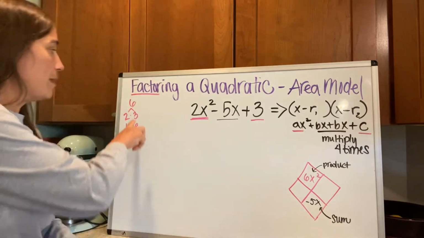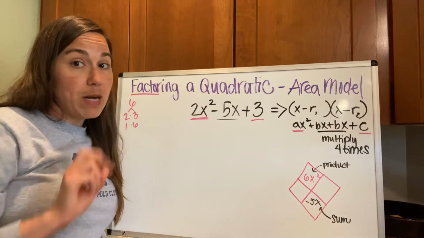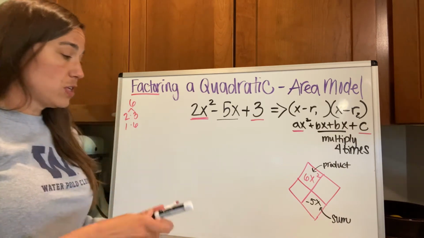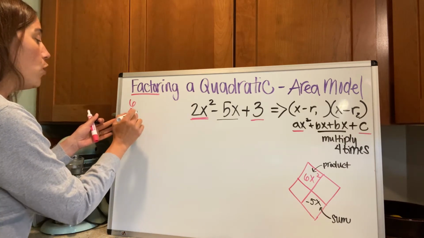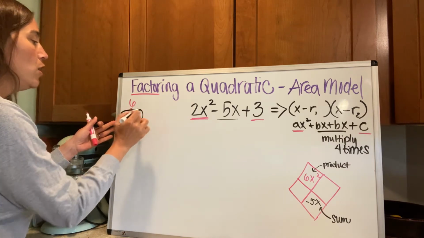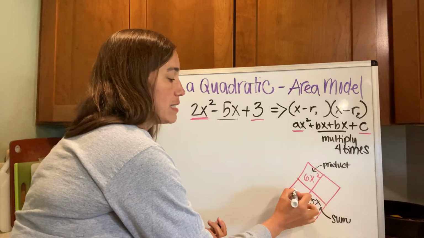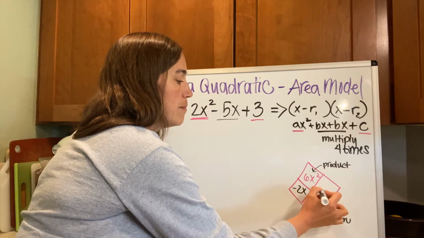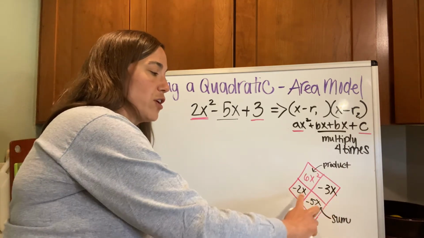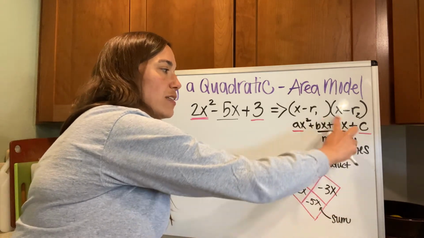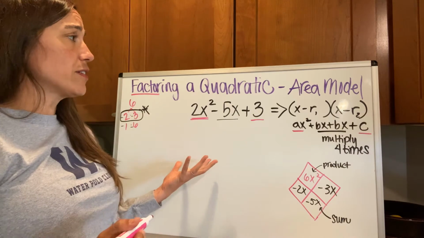So I'm going to look at my list of factors of 6. The only way I can get a product that's positive is to have two positive numbers multiplied together or two negatives. And because my sum is negative, I know all of these factors have to be negative. So the only one that would fit this criteria would be this set of factors, negative 2 and negative 3. So I'm going to place them right inside here: negative 2x and negative 3x. In a diamond problem, it doesn't matter which number you put in first, but these would be considered our bx terms.